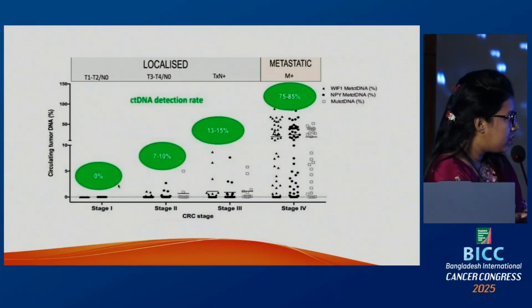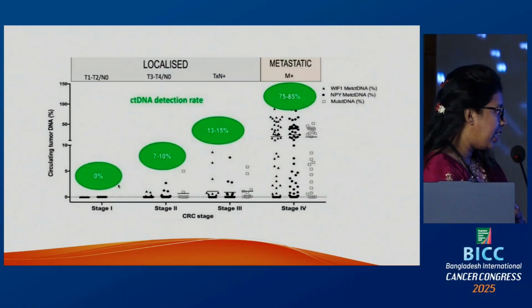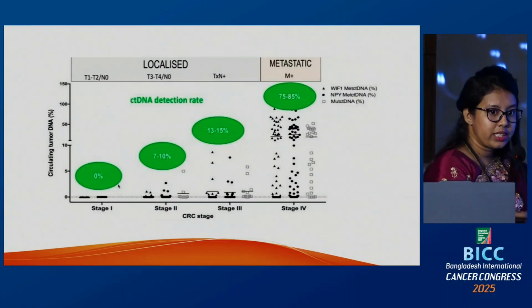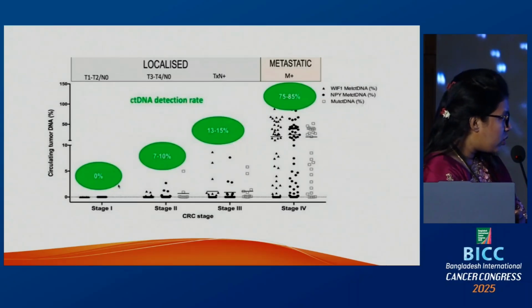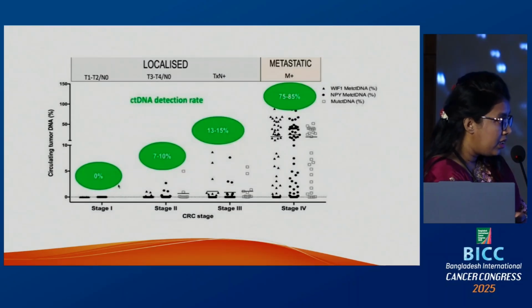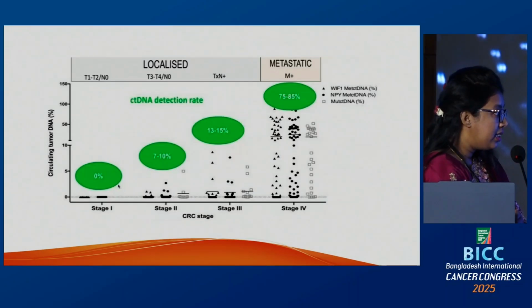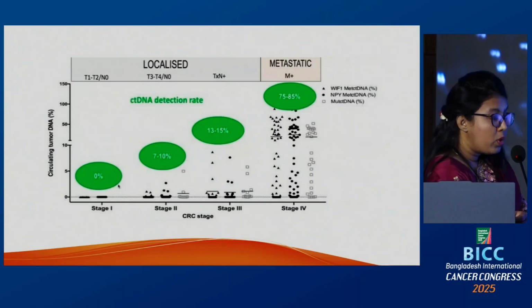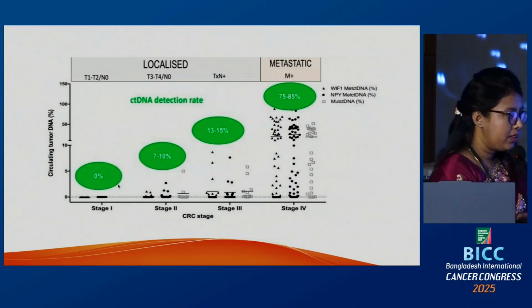From this picture, you can clearly see the detection rate of ctDNA in different stages of colorectal malignancy. In stage 1, the detection rate is 0%. In stage 2, the detection rate is 7 to 10%. In stage 3, it is much higher, 13 to 15%. In stage 4, it is much higher still, about 75 to 85%.